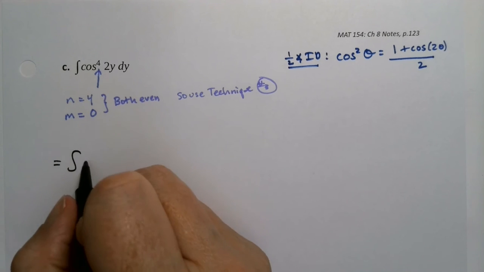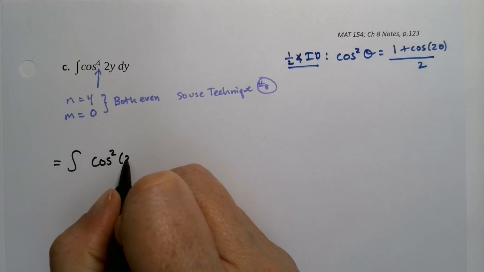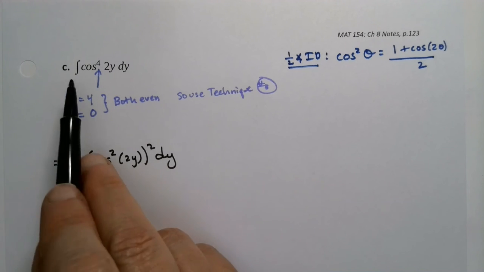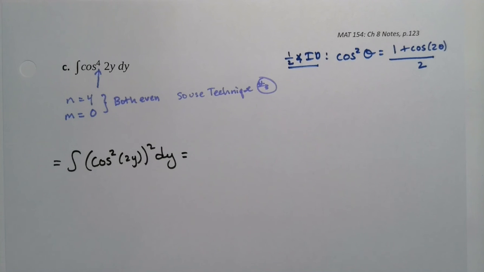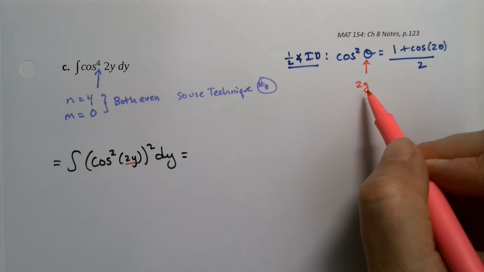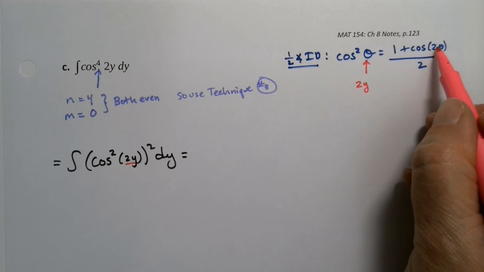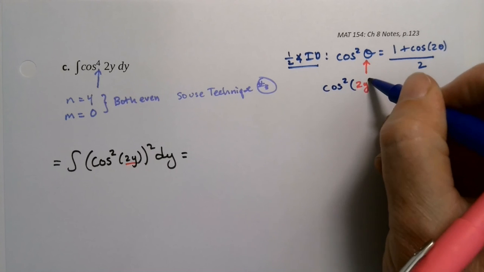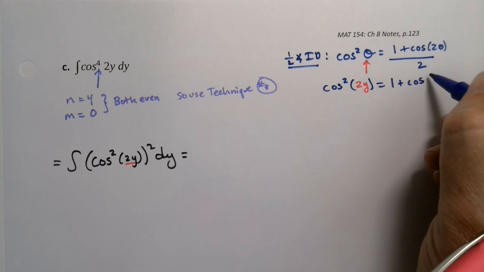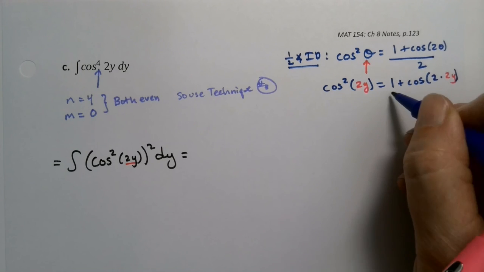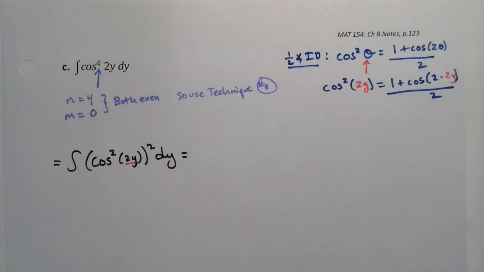Rewrite my integral as cosine squared of 2y, squared, dy, right? Because cosine squared squared is cosine to the 4th. Now, here's where the fun begins, because for cosine squared of an angle 2y, my theta is 2y. And so that would be 1 plus cosine of 2 times, now where there's a theta, you put in 2y, all over 2. So that'd be 4y.